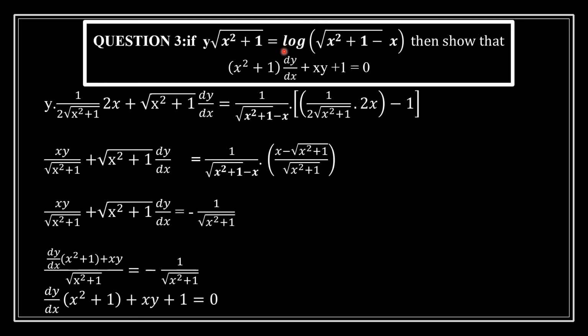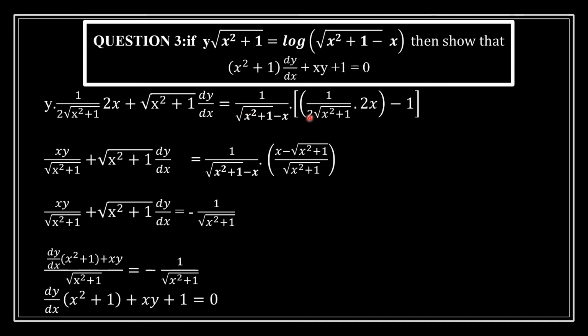So I repeat, we have differentiated the right hand side of this equation. Basically it is 1 upon square root of x square plus 1 minus x multiplied by the derivative of this interior term, which is under the denominator. It is 1 upon 2 square root of x square plus 1 into 2x minus 1. Now when we go further, this 2 and this 2 get cancelled out. So we are left with xy upon square root of x square plus 1 plus square root of x square plus 1 as it is, dy by dx as it is, equal to.